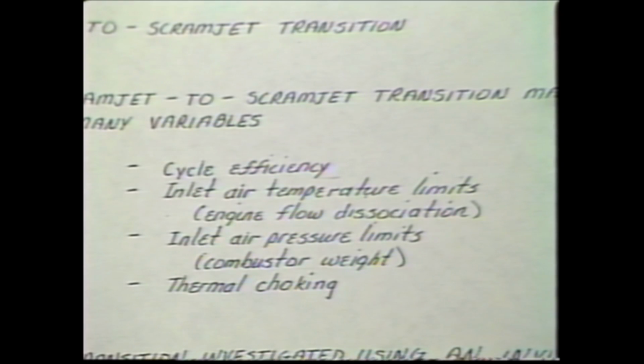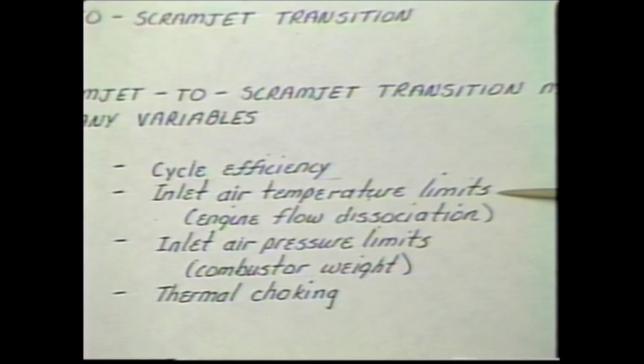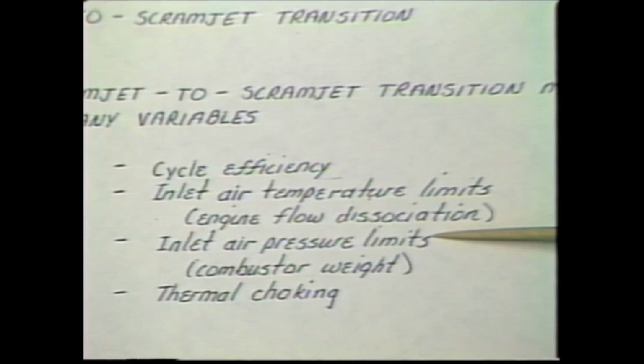Ramjet to scramjet transition. Where does it occur? Where should it occur? Where is it optimal to occur? That's a pretty complex issue, actually, as it turns out. It's a function of many variables. Cycle efficiency, where it's more efficient to operate as a scramjet. Inlet temperature limits. If it's too high, you'll dissociate your burned fuel and lose thrust. Pressure limits. Structurally, if your pressures get too high, your engine weight gets higher, so you're practically limited there.